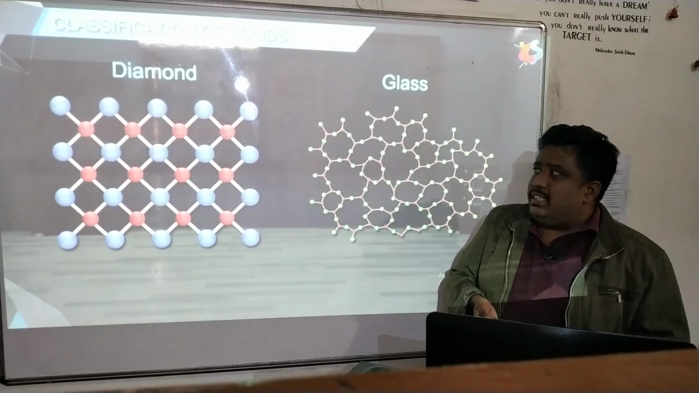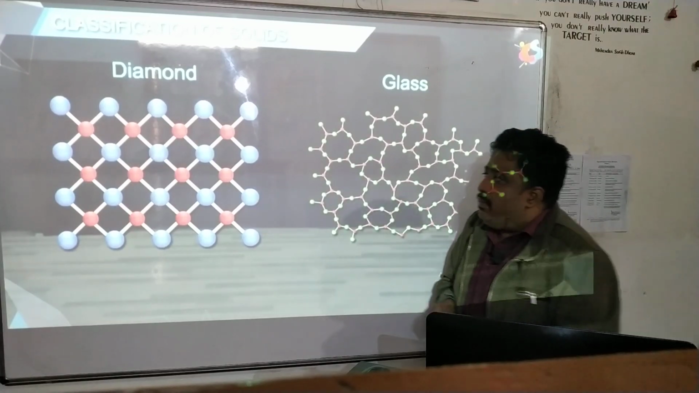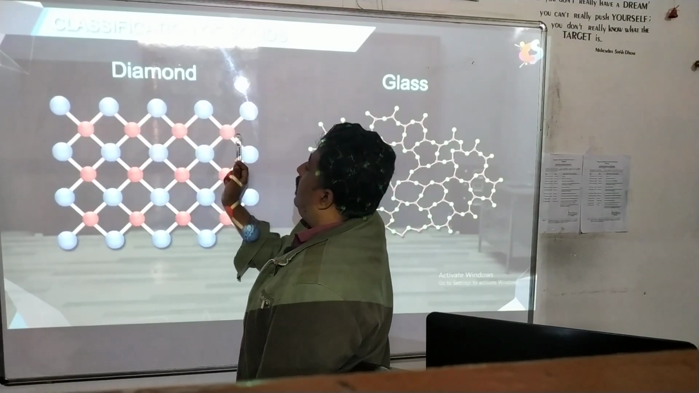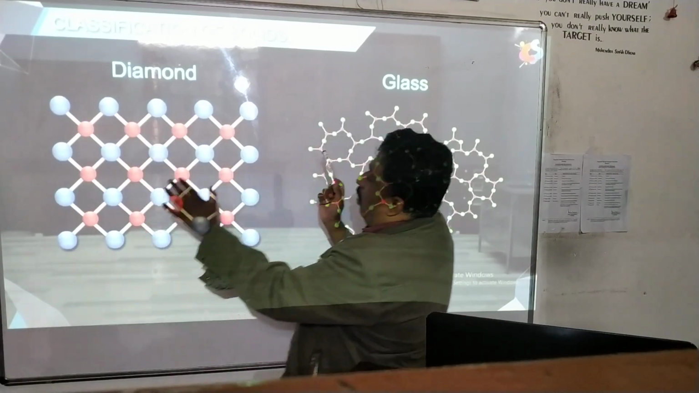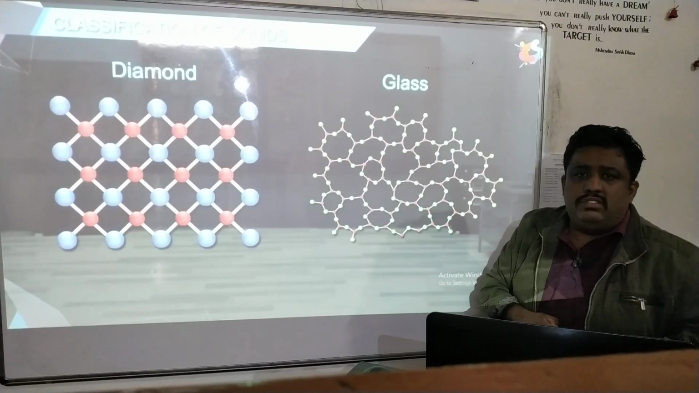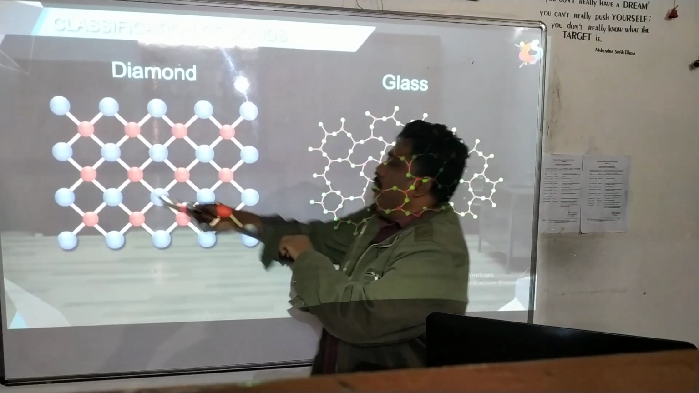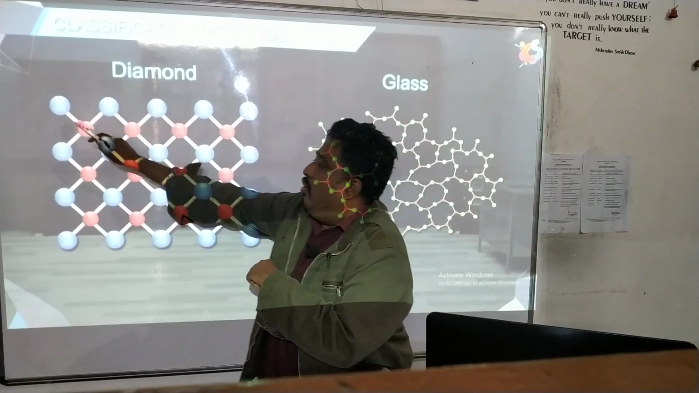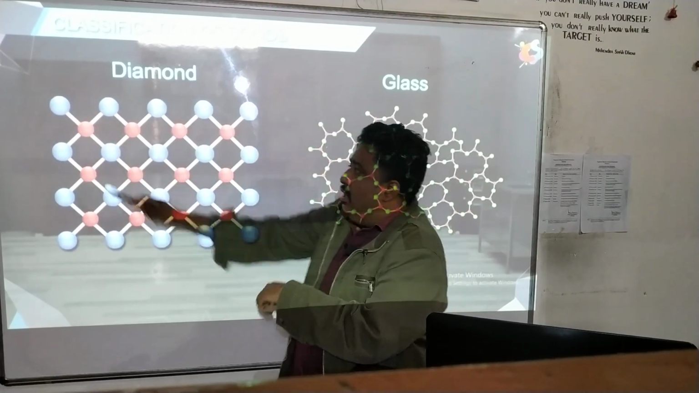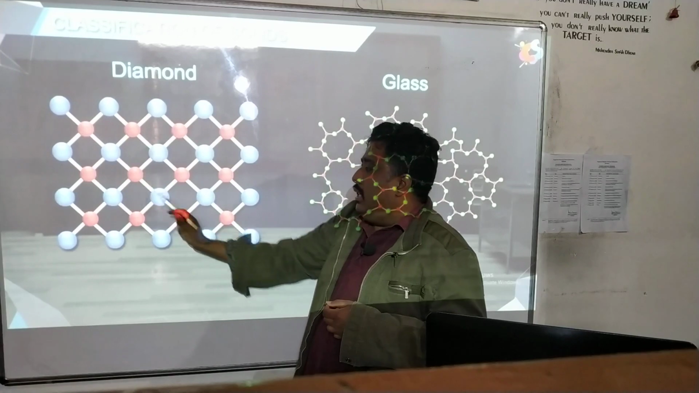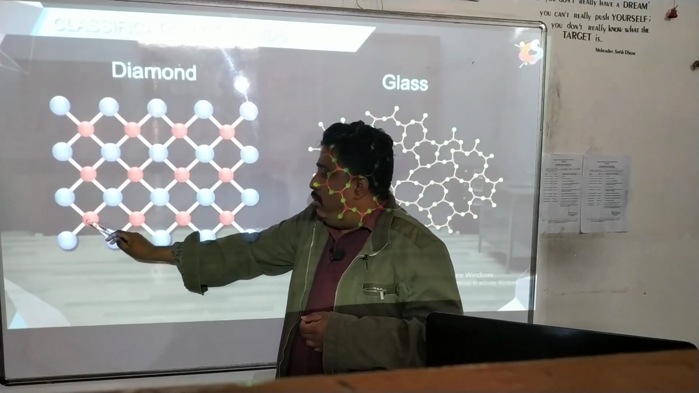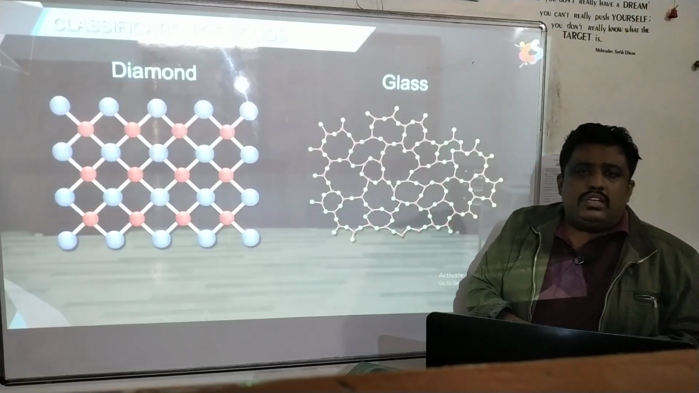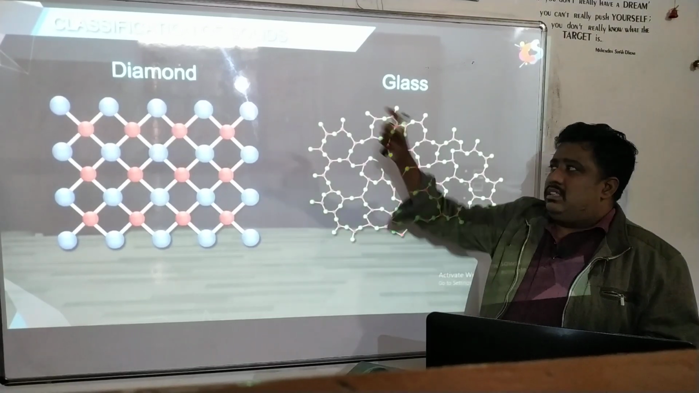Solids, right? So what is happening in diamond? In diamond, you can see these molecules: blue, blue, blue, blue, red, red, red balls, blue, blue, blue. All these are arranged in a systematic fashion, right? As I go from left to right, I see 5 blue balls here. As I go diagonally, I can see blue, red, like that. As I go like this, blue, red, blue, red, blue, red. So there is a systematic arrangement of molecules in this diamond, right?